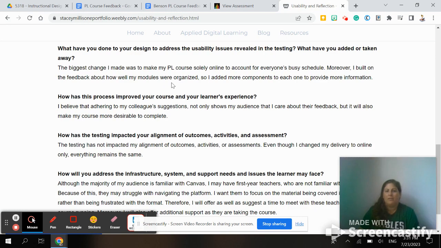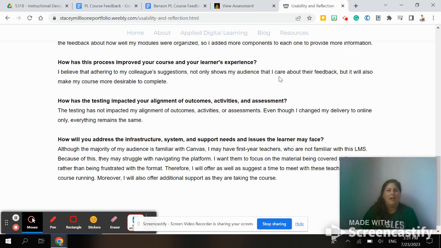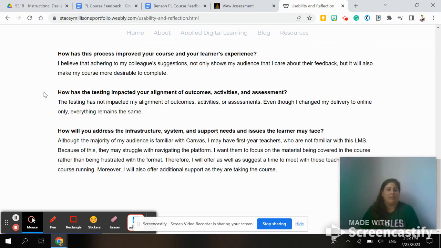So what have you done to address the usability issues? The biggest change, right? I made everything, like I said, online to account for everyone's busy schedule. How has this process improved your course? Like I just went through, I definitely adapted and adhered to my colleagues' suggestions, which showed that I am invested in what they said and they do feel supported. So I think this will now make it more desirable to complete.